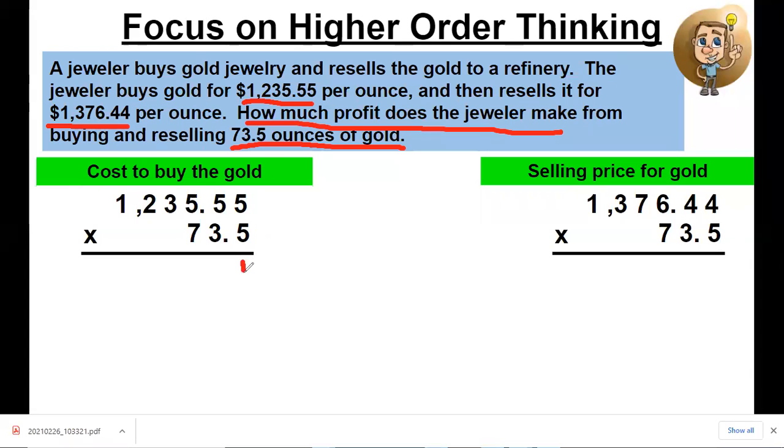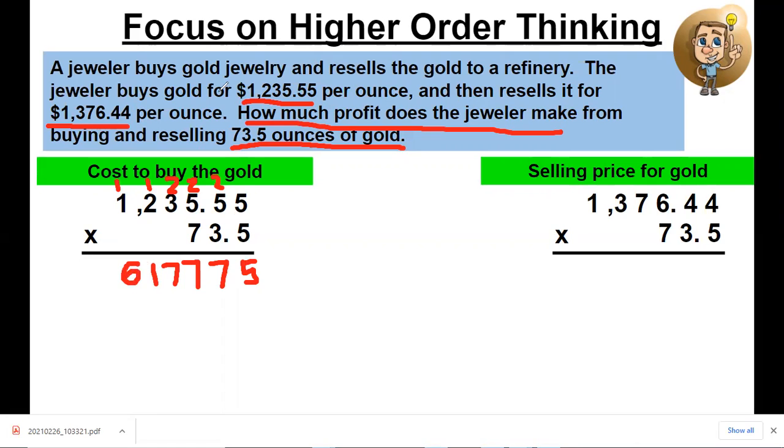5 times 5 is 25. Put down the 5. Carry the 2. I got to be very careful now. 5 times 5 is 25 plus 2 is 27. Down the 7 and carry the 2. 5 times 5 is 25 plus 2 is 27. Put down the 7 and carry the 2. 5 times 3 is 15 plus 2, 16, 17. Put down the 7 and carry the 1. 2 times 5 is 10 plus 1 is 11. Put down the 1 and carry the 1. 5 times 1 is 5 plus 1 more is 6. That's just the first row.